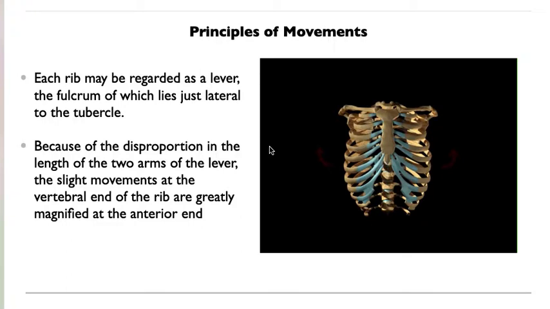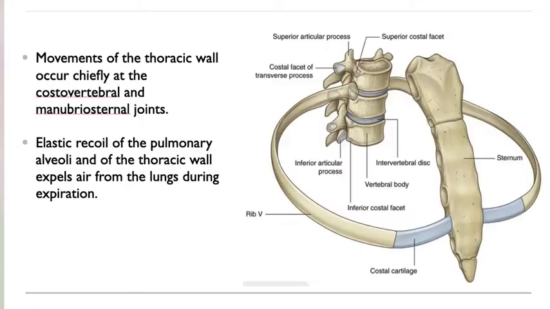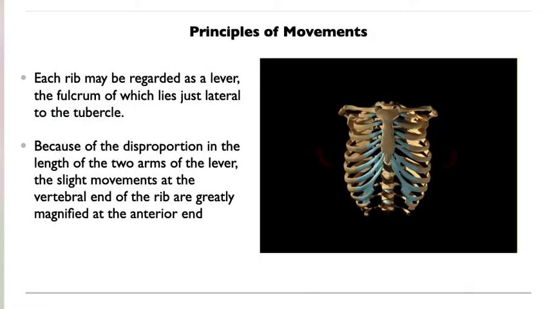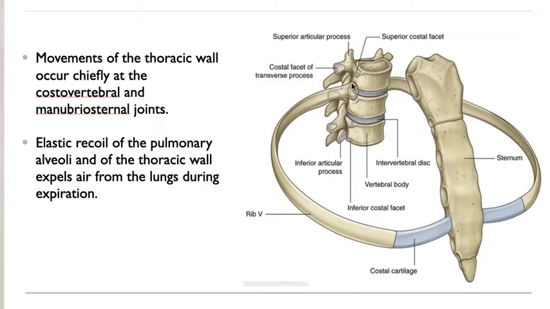Now, principles of movement. Each rib can be regarded as a lever, the fulcrum of which lies just lateral to the tubercle. Okay, this is the tubercle, and the fulcrum lies just lateral to it. And because of the disproportionate length of the two arms of the lever, one is small and this is huge. You can see how disproportionate they are.